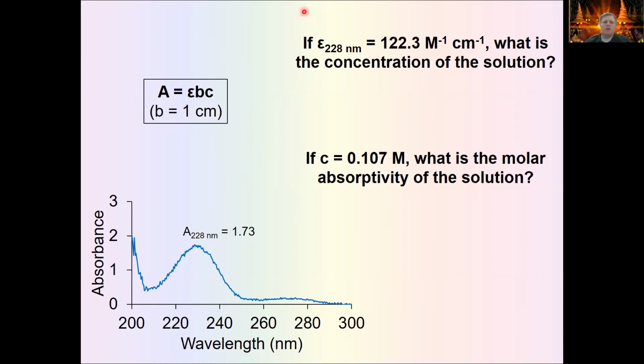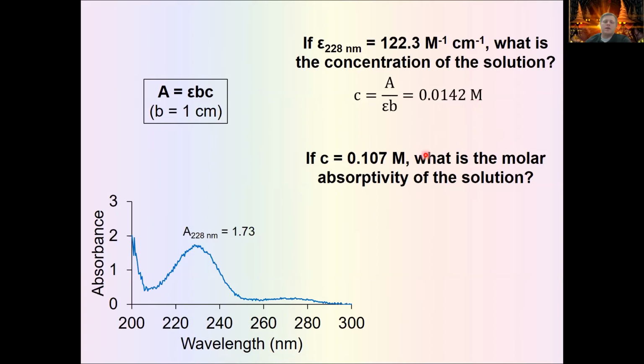The way you should work through this first problem is, we're looking for the concentration, so we're just going to take Beer's law and solve for concentration. Our concentration is equal to our absorbance divided by our molar absorptivity and our path length. We have our absorbance of 1.73, our path length is just 1, and we have our molar absorptivity up here. We plug that all into our calculator and get this value of 0.0142 molar.